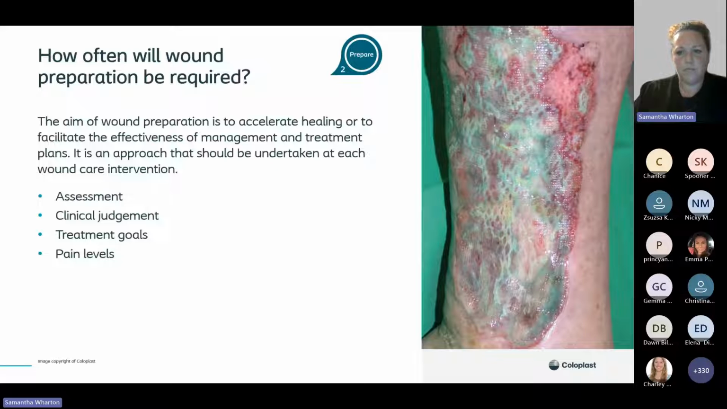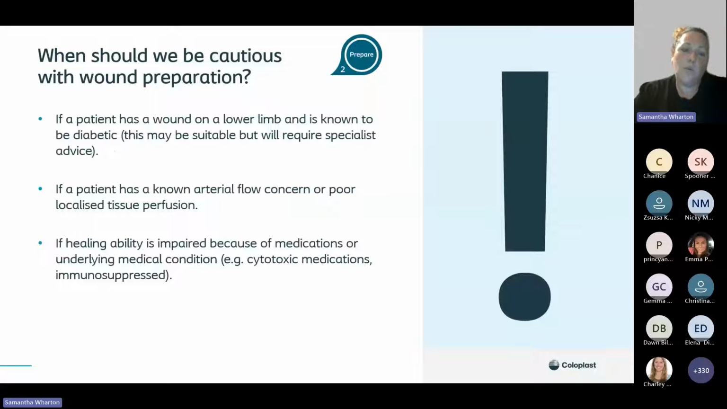There are times when, for wound preparation, you either need to be cautious or get support from other specialists. If a patient has a wound on the lower limb and is known to be diabetic, this may require some more specialist advice. If a patient has a known arterial flow concern or poor localized tissue perfusion, again, you may want to get some further advice prior to starting wound preparation. And if a patient's immunosuppressed because of medications, again, just take further advice or be a bit more cautious for those patients.